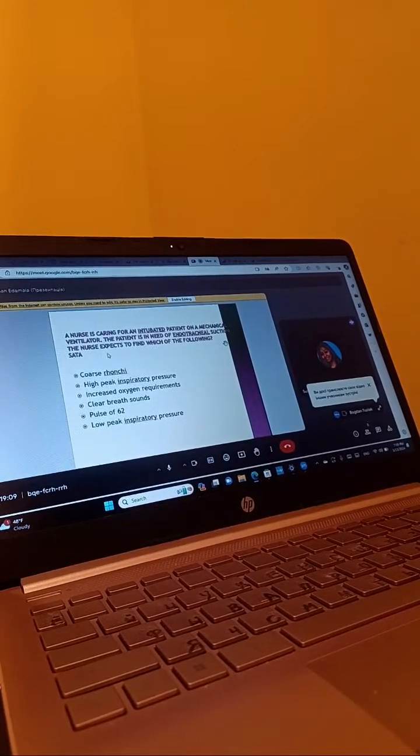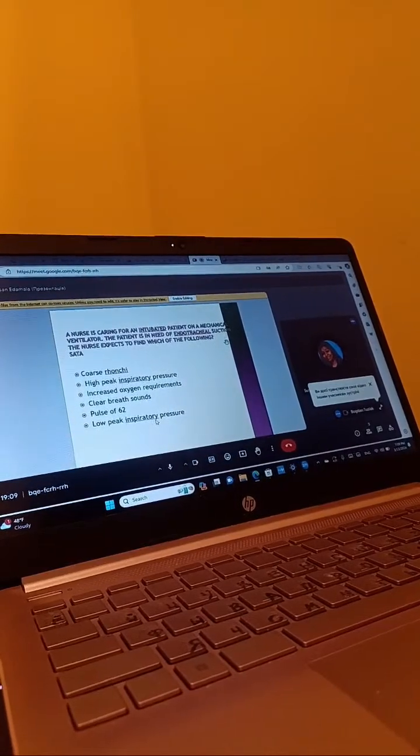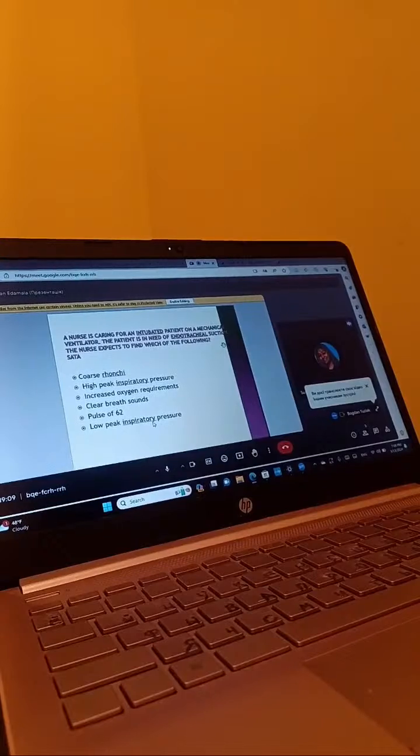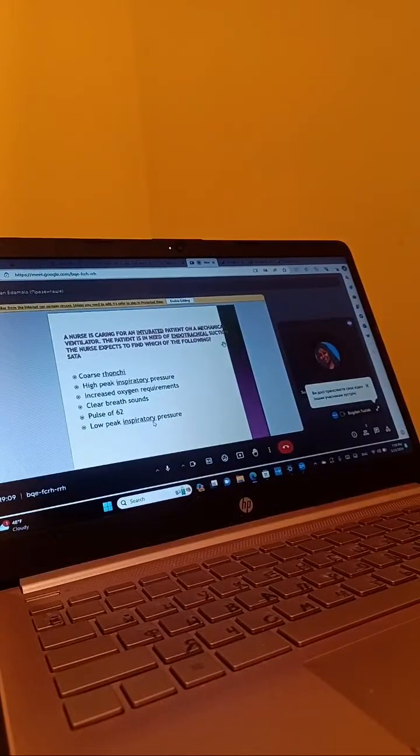Low peak inspiratory pressure. When we have low inspiratory pressure, somewhere there is a leak, the tube is disconnected or something. Then what we do, we don't suction. We have to check the whole tube. Maybe there's a hole in the tube or something somewhere got disconnected. So suctioning you need to do only when you have coarse bronchi, high peak pressure, or increased oxygen requirement.